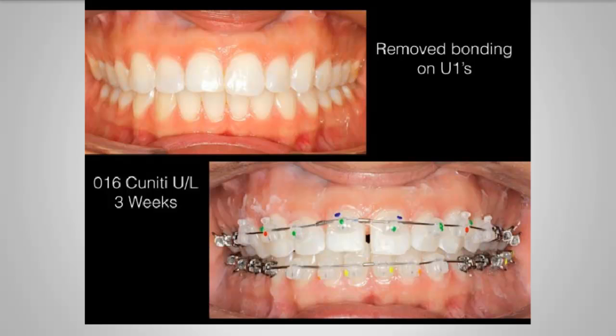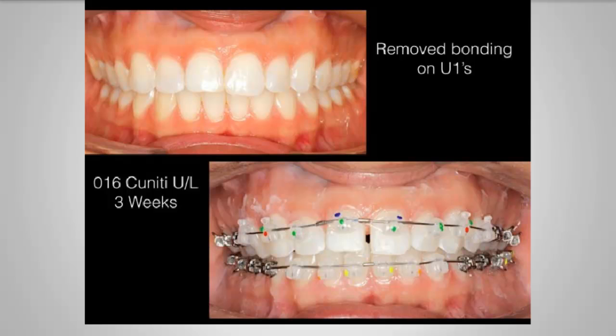You can see we put the clear brackets on. We've chosen a low torque bracket. I began to take off the composite that was on her ones. That was there just to close up spaces from before when she didn't want braces. My protocol, again, I told you I didn't have a protocol. What I decided to do was to see her back in 3 weeks.